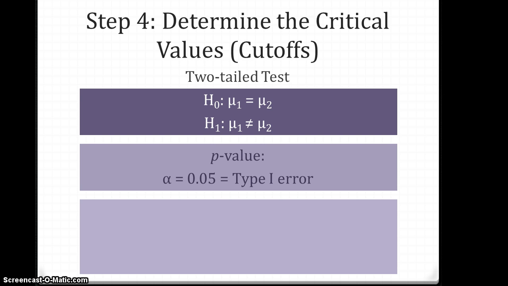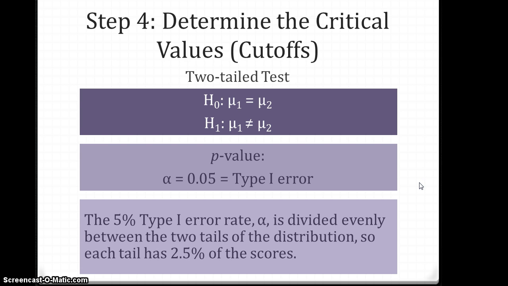Turns out most of the time researchers are okay with being wrong that way 5% of the time. So we commonly set our alpha value to be 0.05. Okay, so that's our proportion, or you could say 5%. So with a two-tailed test, what we do is we take the 5% type 1 error rate, alpha, and divide it evenly between the two tails of the distribution so that each tail has 2.5% of the scores.